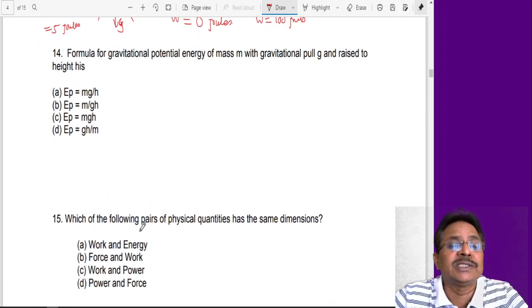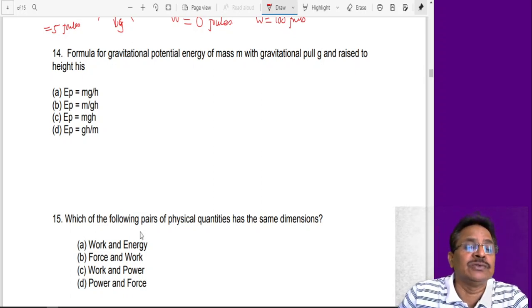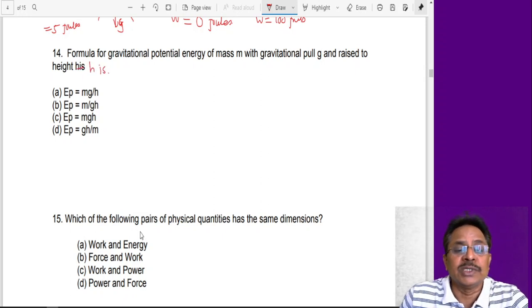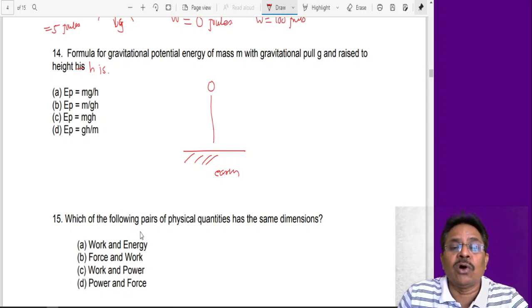Formula for gravitational potential energy of mass m with a gravitational pull g and raised to height h. This question is like this. This is the surface of the earth, and at height h this object is there. This is called gravitational potential energy, the energy of an object by virtue of its position. That is the simple definition, by virtue of its position or configuration. This is also called configuration.